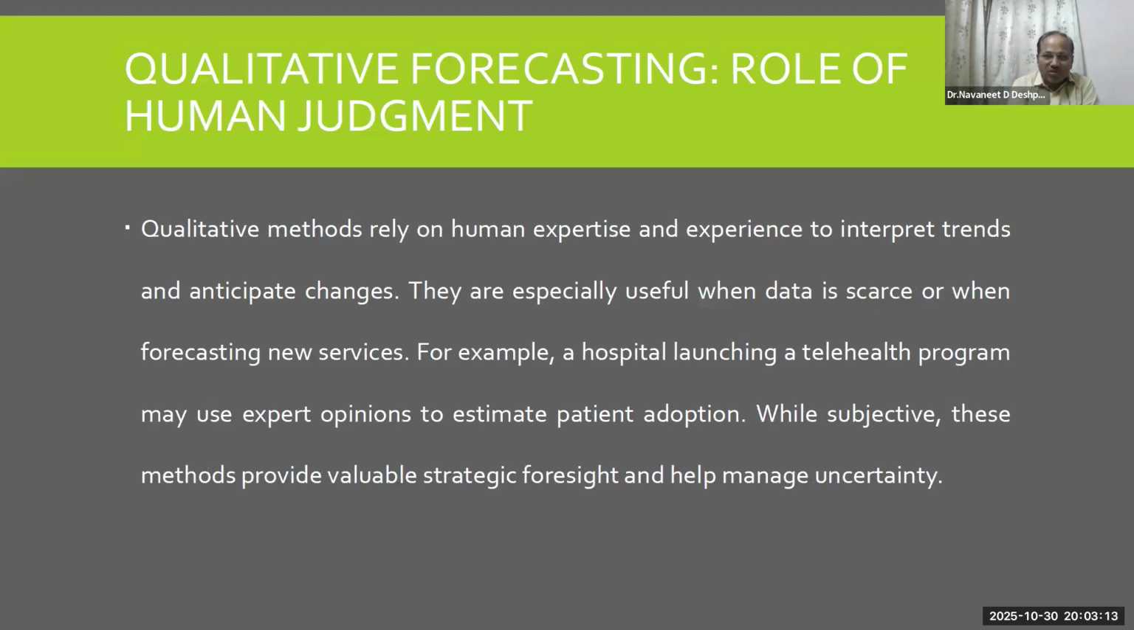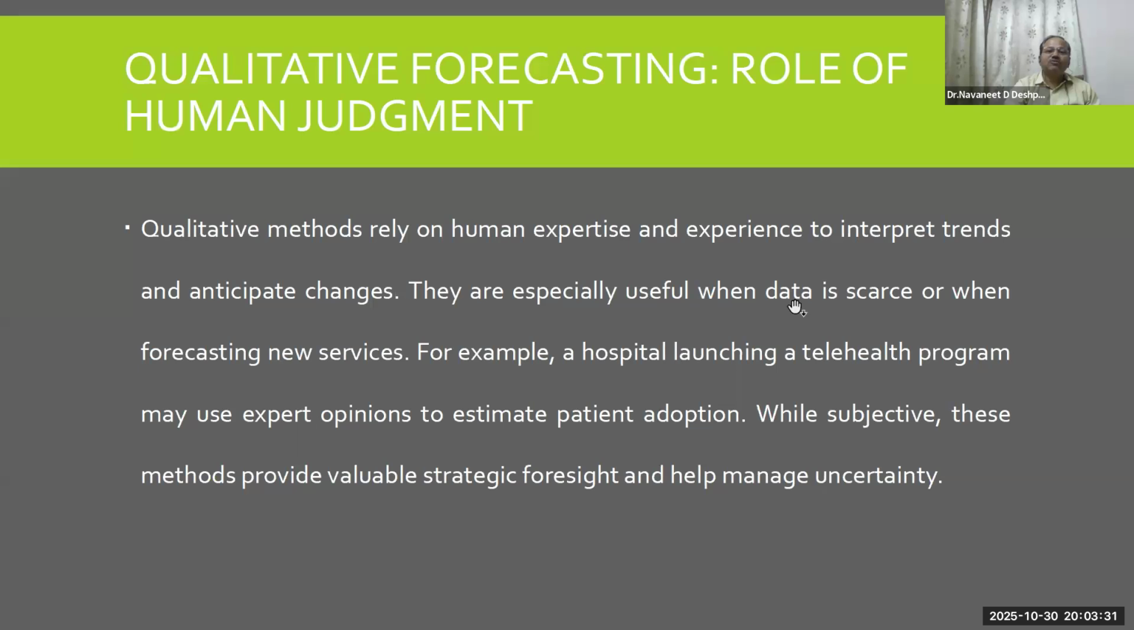Then comes, of course, qualitative forecasting. The role of human judgment is very crucial. Qualitative methods rely on human expertise and experience to interpret trends and anticipate changes. If you ask a computer, it will give the same answer every time. But if you ask a human being, every human being is different, and he will come up with a different answer.